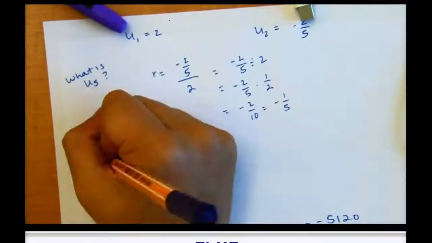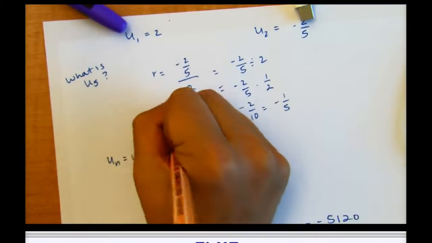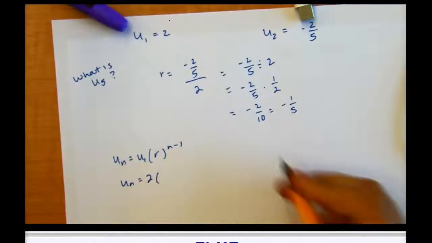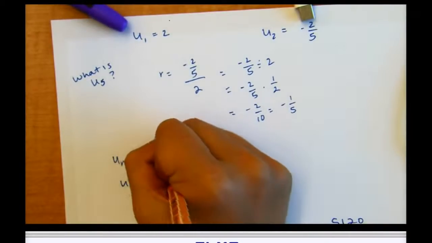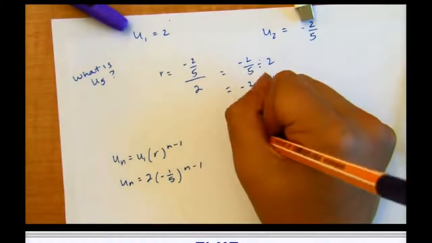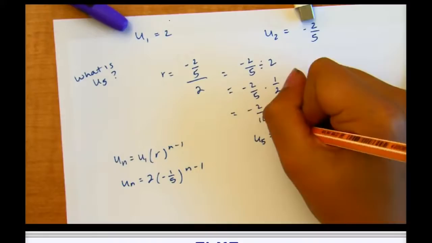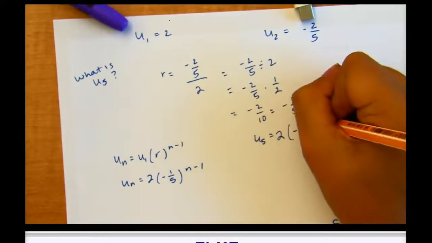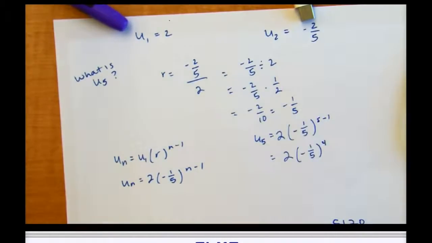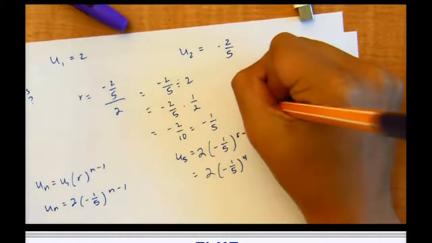So now let's get my explicit formula. I know that that formula is u sub 1 times r to the n minus 1. U sub 1 is equal to 2. So u sub n is equal to 2 times negative 1/5 to the n minus 1. And that's my formula. Now I need to find what is u sub 5. So I'm going to substitute in 5 for n. So I'll have 2 times negative 1/5 to the 5 minus 1, or 2 times negative 1/5 to the 4th power. And so this time I'm multiplying negative 1/5 4 times.